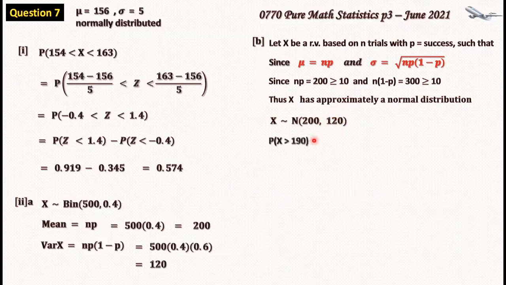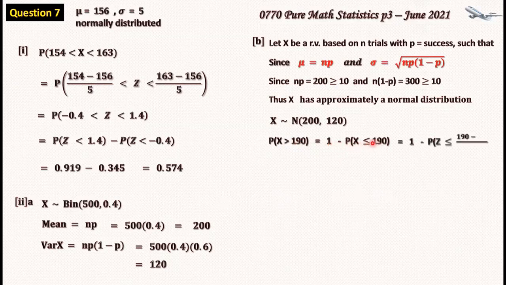Now from here, they want us to find the probability that more than 190 will have red flags. So the probability of X greater than 190, for the area under the curve, is the same as 1 minus the probability of X less than or equal to 190.